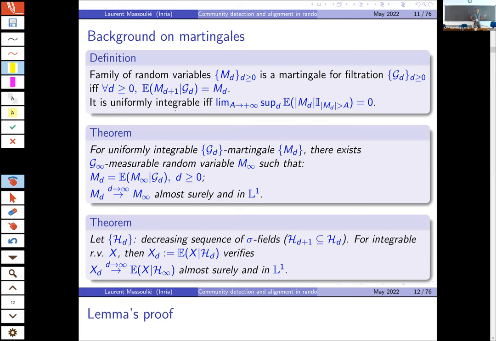So what is a martingale? This is a sequence of random variables, M sub D for step D. Let's consider discrete time here. D is the discrete time for us. So we have a martingale with respect to an increasing family of sigma fields G sub D if and only if the conditional expectation of M at time D plus one, given the information G sub D at time D, is equal to M sub D. All right, so it's a process that is conditionally centered, if you like.